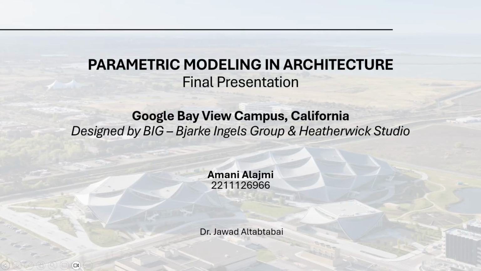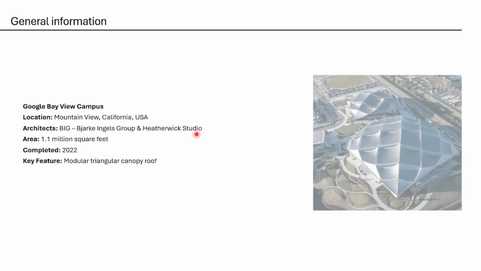Today I'll share my approach to modeling a parametric system inspired by the Google Bay View campus, designed by Big and Heatherwick Studio. The building is located in Mountain View, California and was completed in 2022. It spans over 1.1 million square feet and features a modular triangular roof canopy.